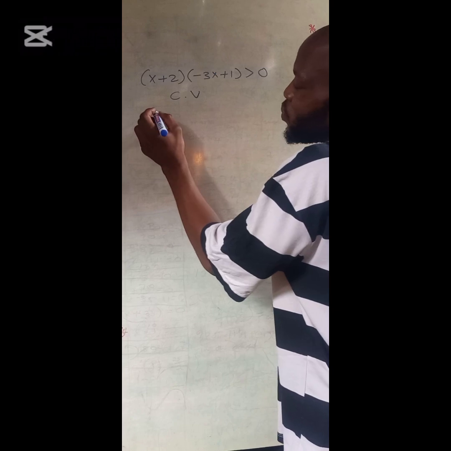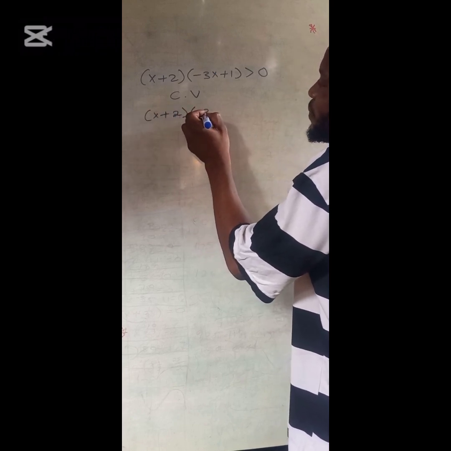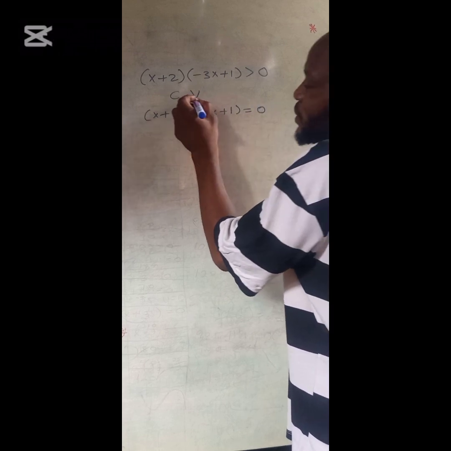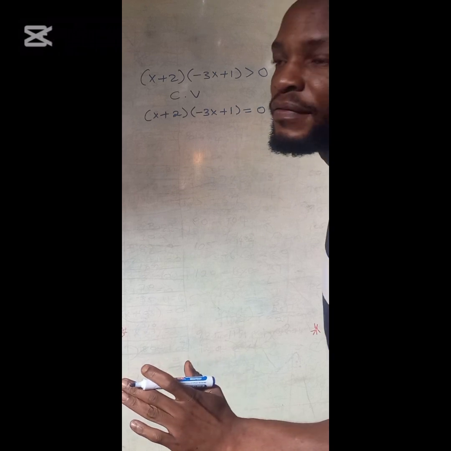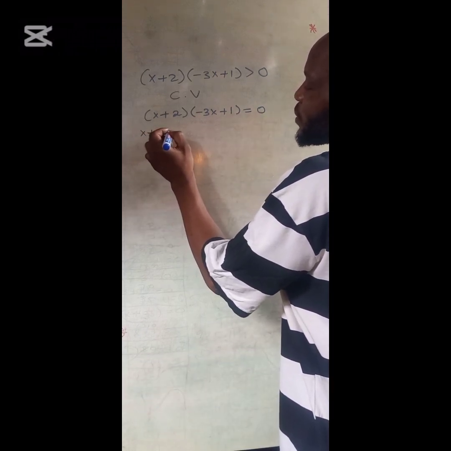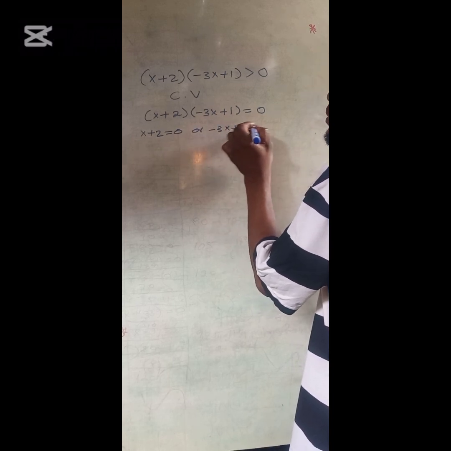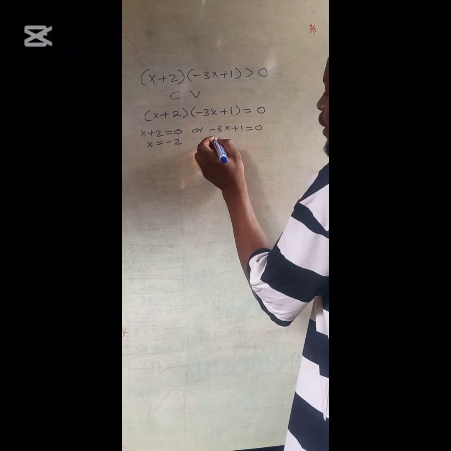After critical values, we equate this equation to 0. We change it from an inequality to an equation. But after we say critical values, we are only looking for critical values, right? Okay, so now we can apply the zero principle. x plus 2 is equals to 0, or minus 3x plus 1 is equals to 0. Therefore, x is equals to minus 2.